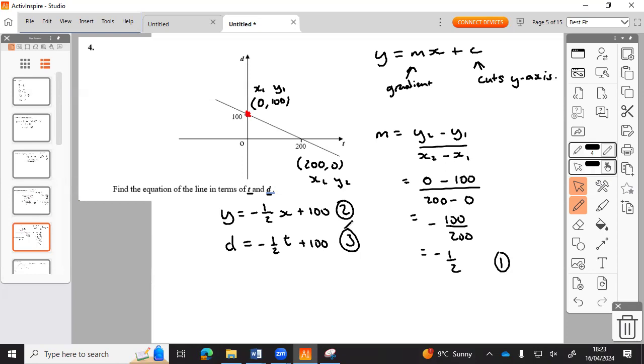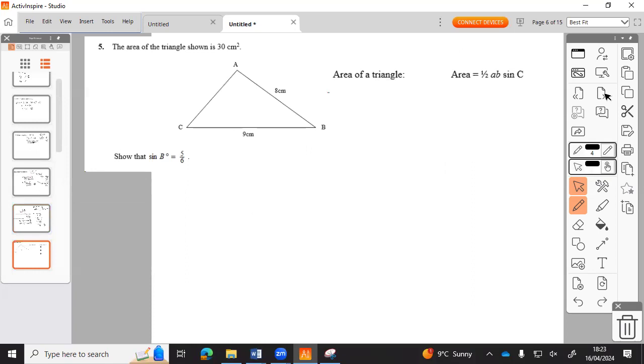That was just 2 random coordinates. You would substitute a coordinate in and then rearrange it to find C, and that would give you where it cuts the y-axis. Right, we'll practise them as well.